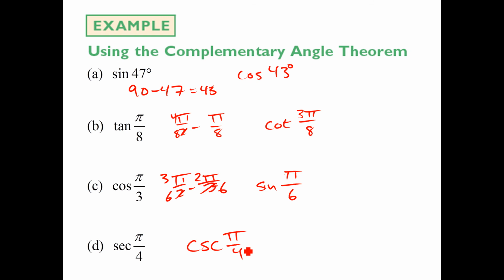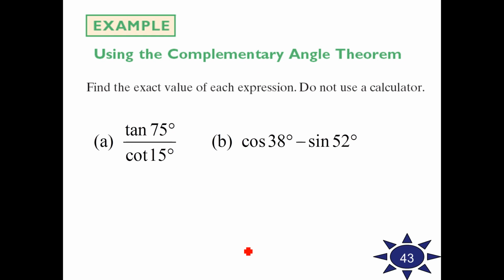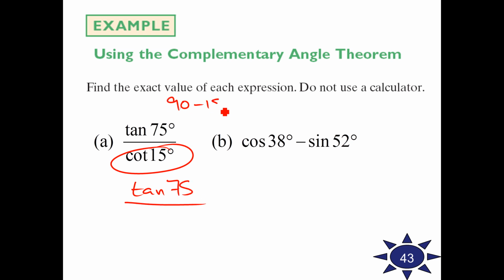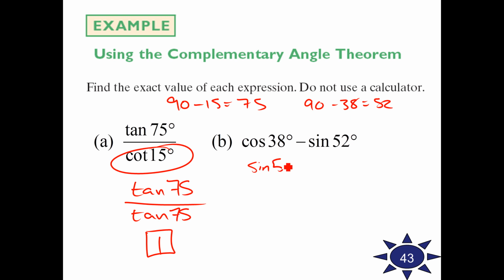All right. Let's try one more thing. You'll have one more problem, and then we're all done here. Cotangent of 15 is the same thing as, 90 minus 15 is 75, the same thing as tangent of 75. Tan 75 over tan 75 is just 1. Cosine 38, what's 90 minus 38? 52. So cosine of 38 is the same thing as saying sine of 52. Look at that, they're going to cancel. We've got 0.